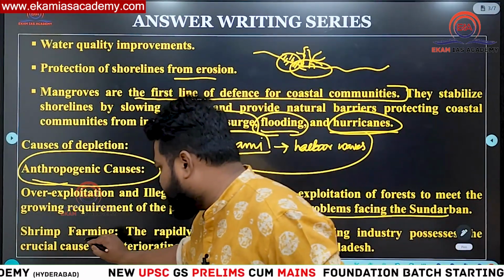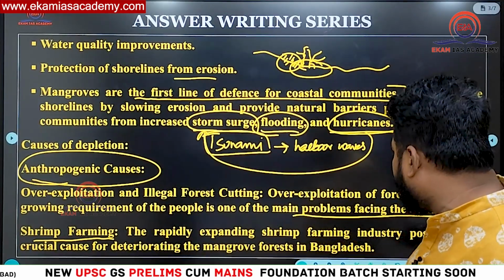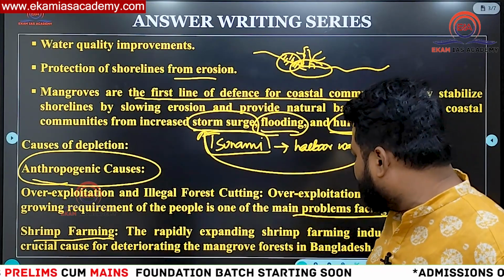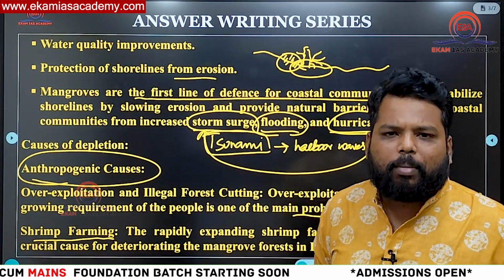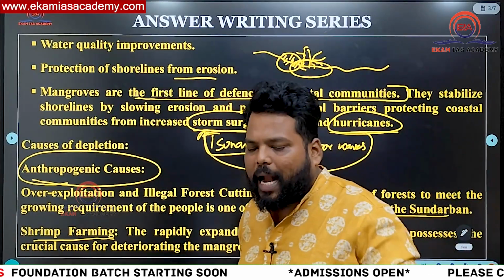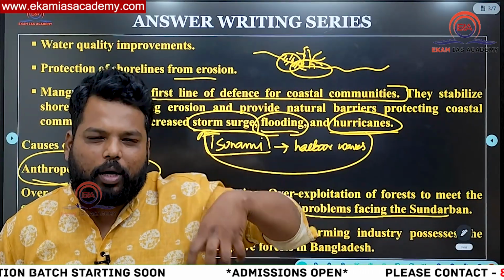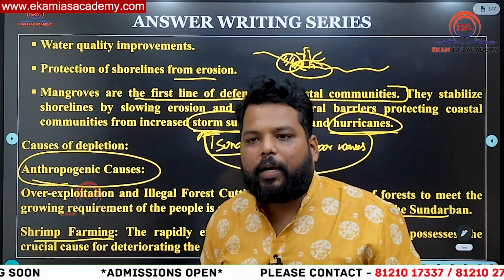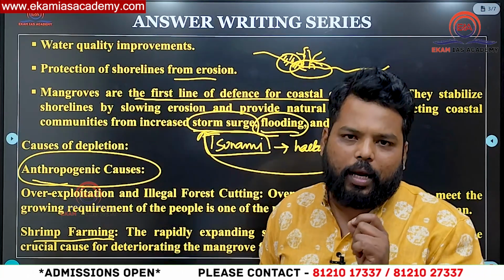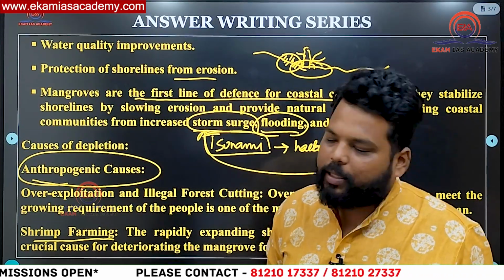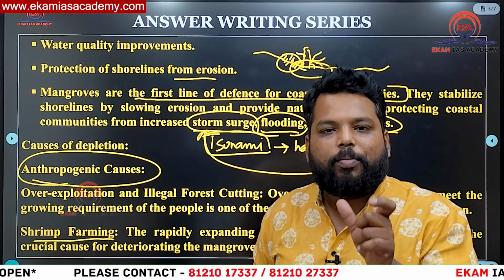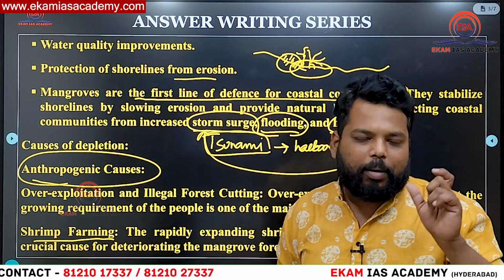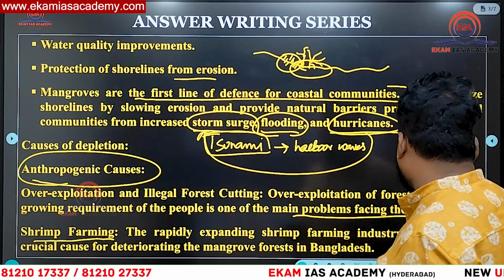Second comes shrimp farming. The rapidly expanding shrimp farming industry is a crucial cause of deteriorating the mangrove forests in Bangladesh. So in and around the Sundarbans, the inland shrimp farming. You know about prawn culture and shrimp. There is a slight difference between prawn and shrimp. In India, this kind of shrimp farming is done in and around the Nellore district in Andhra Pradesh. Such shrimp farming, which is done exclusively along the Sundarban region, is causing the depletion of mangroves. So this is one of the reasons which we have.